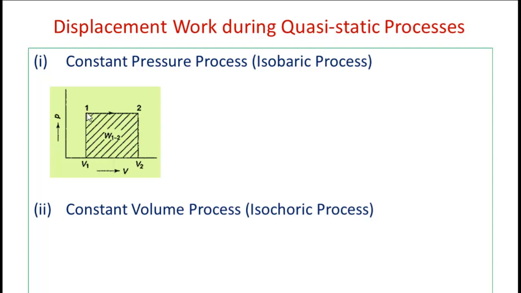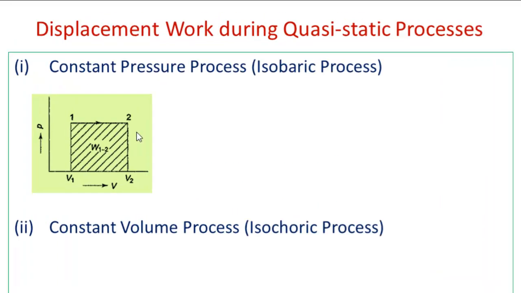State 1 is the initial state, state 2 is the final state. When it undergoes expansion, volume is going to increase because pressure is held constant. And the area under this curve is going to represent the work transfer. So to determine the work transfer, it is integral PdV between the states 1 to 2. Now the governing equation is P equal to constant. For the isobaric process, pressure is constant, so we can take this P outside. So it will become integral dV.